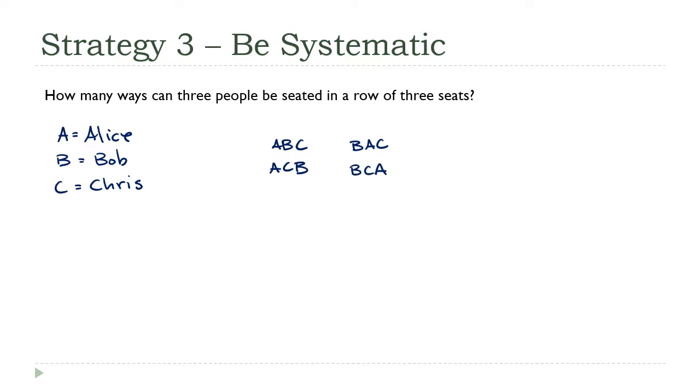And then finally, I'm going to do all the ones that start with C. And now I know I'm done, right? I've done all the ones that start with A, all the ones that start with B, all the ones that start with C, and there are no other people in the room, right? So now I'm confident that I didn't accidentally leave one out, right? Now I can add these up and see that there are 6 total possible arrangements.